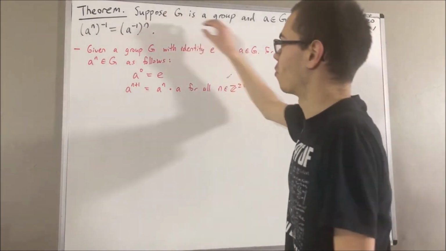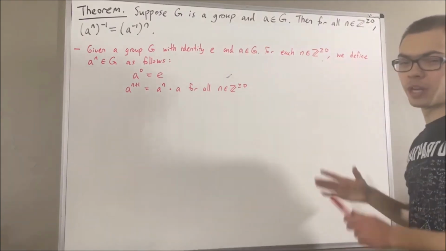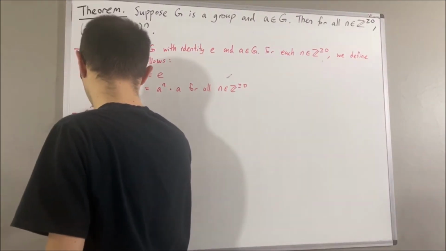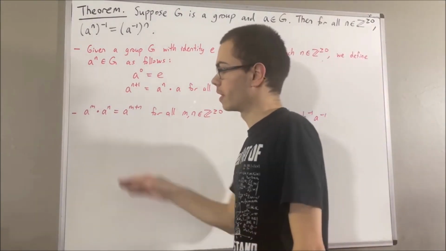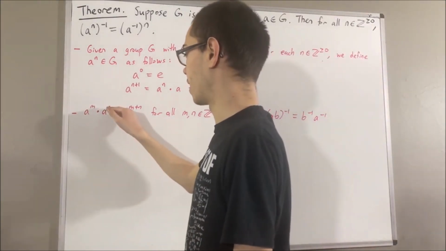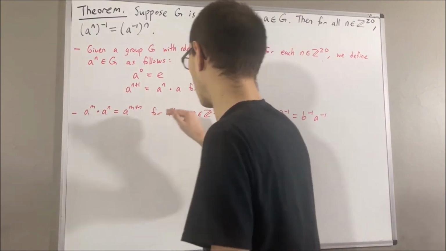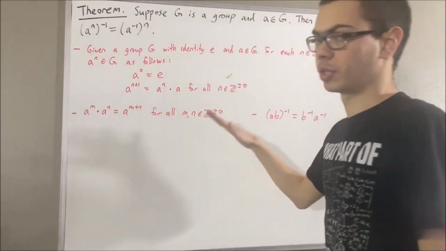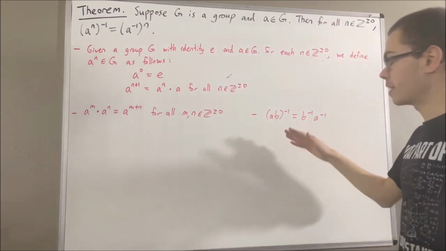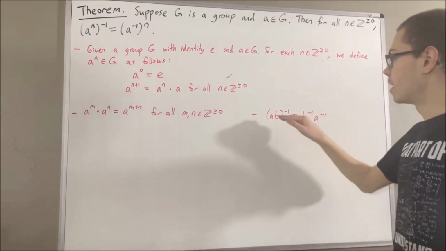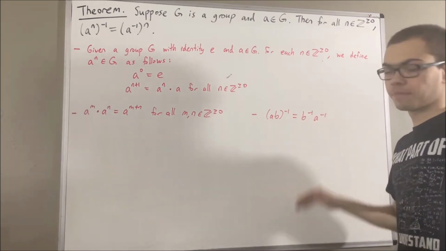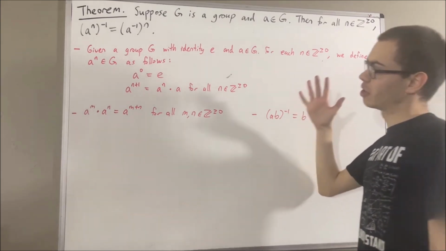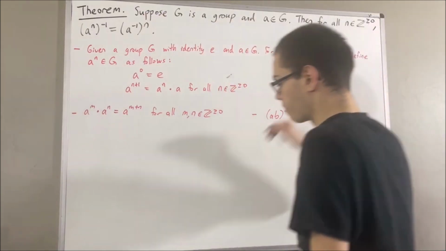Now, in proving this theorem, we're also going to be using the following preliminary results. Given any group element A, we have that A to the m times A to the n is equal to A to the m plus n for all integers m and n greater than or equal to 0. And given any two group elements A and B, the inverse of AB is equal to the inverse of B times the inverse of A. Okay, so now let's get into proving this theorem.